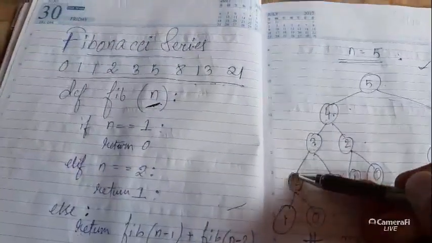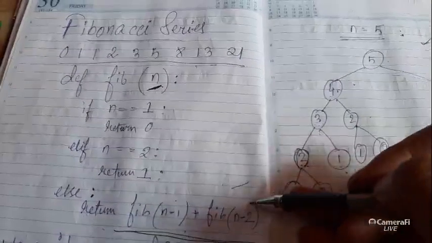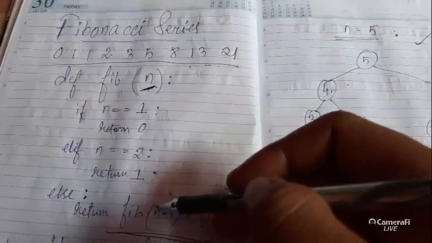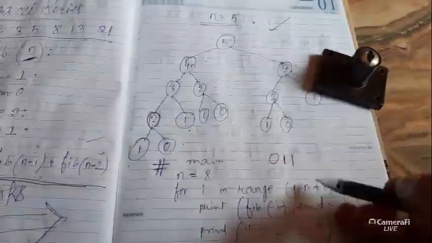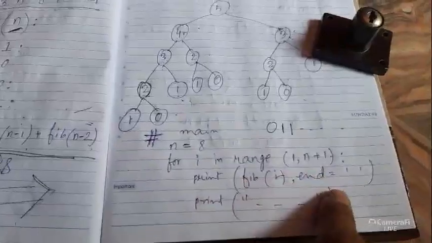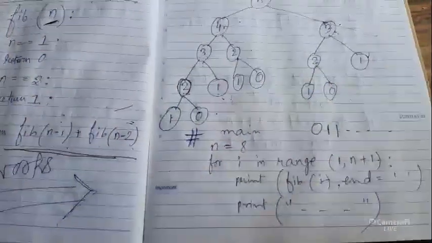So the third term is 2. It will break into 3 minus 1, 3 minus 2, that is 2 and 1. There again it will call. So 1 and 0. Ultimately it will print the third term 1. And so on it will carry forward. So this is the way we can print the Fibonacci series using recursion.